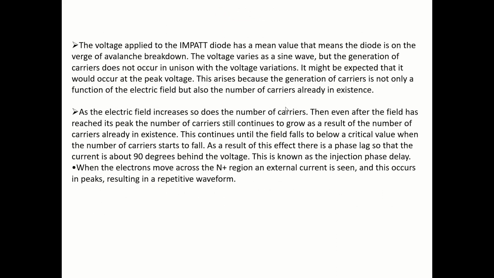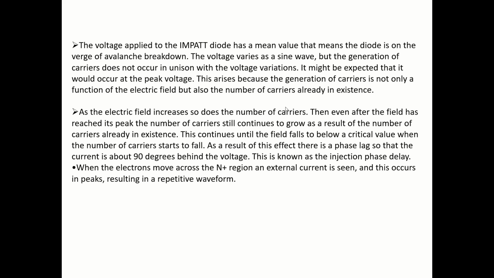The applied voltage to the IMPATT diode has a mean value. That means the diode is on the verge of avalanche breakdown. The voltage varies as a sine wave, but the generation of carriers does not occur at the peak voltage as one might expect. This arises because the generation of carriers is not only a function of the electric field, but also of the number of carriers already in existence.